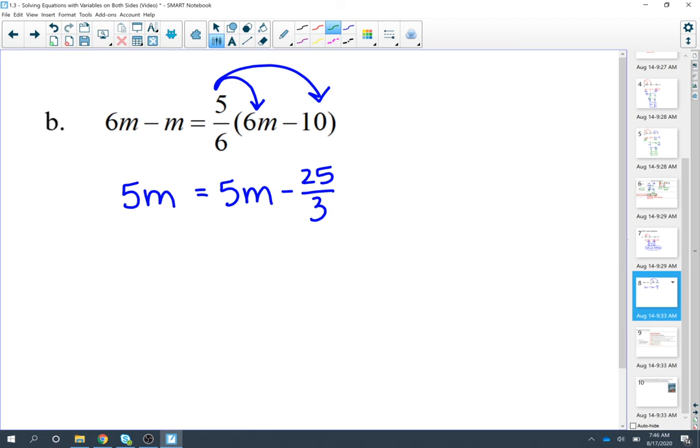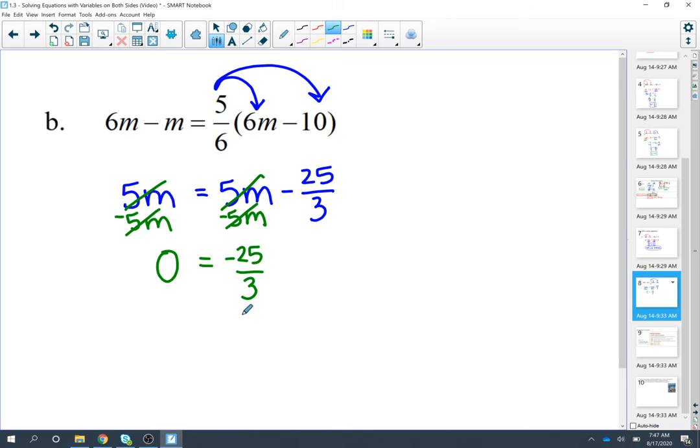Here's why it's not that big of a deal. I'm going to get all my variables over here to the left. So this is a positive 5m. I'm going to subtract 5m. These guys will cancel, which is going to leave me with this really nasty fraction. But 5m minus 5m also going to cancel and leave me 0.